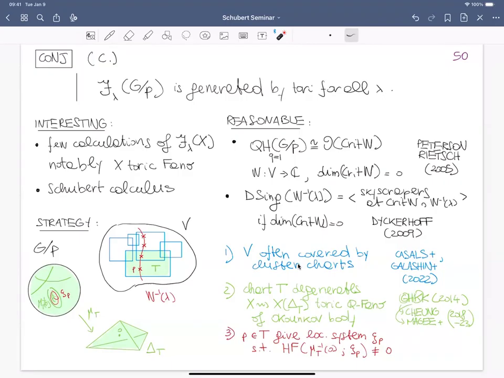I'm not going to give you a full history of what's known, but let's say the toric Fano is one of the basic things we know. And the case of G mod P is a natural testing ground for calculations of this gadget. And it has a historical connection with Schubert calculus. I should not be explaining this here, but you know this much better than me.